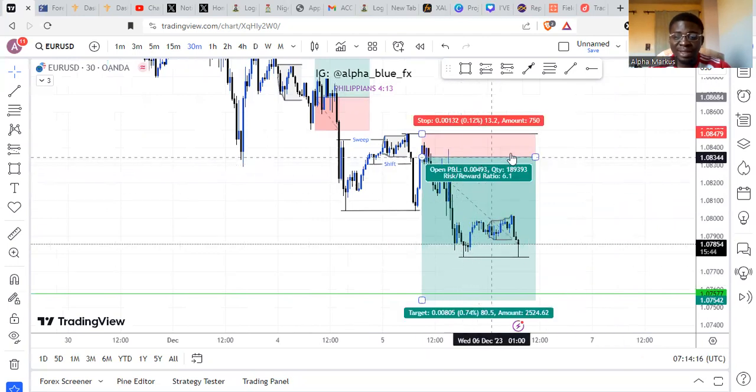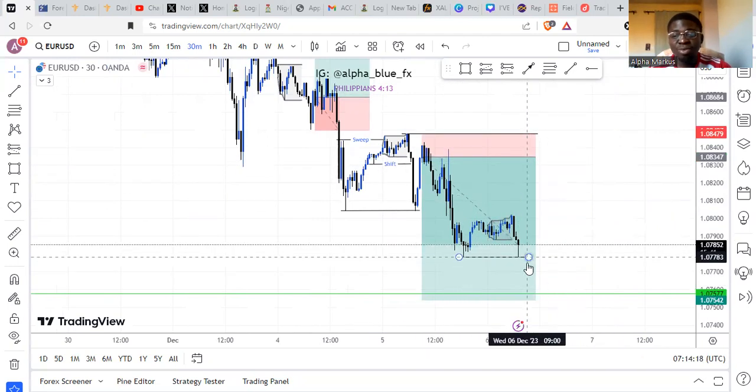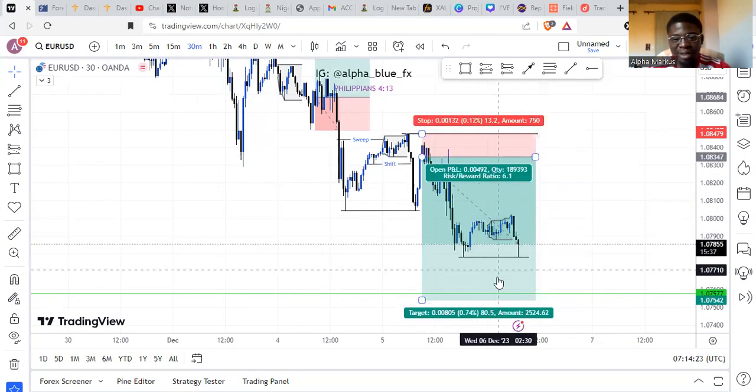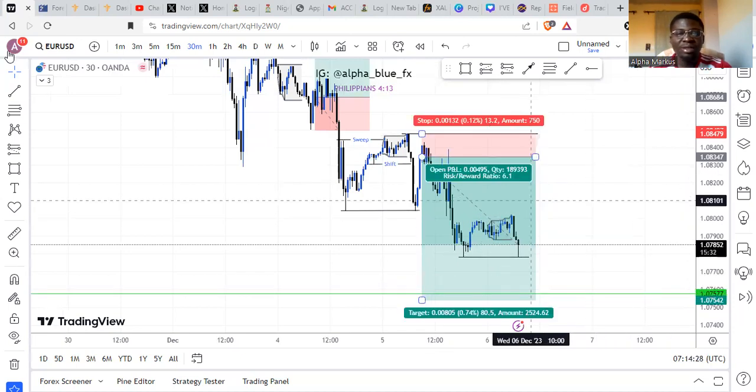So right now my SL is at break even. This trade will either hit TP or hit SL at break even. That is just it. It's either TP or SL at break even. As simple as that. So let's just see how it goes.